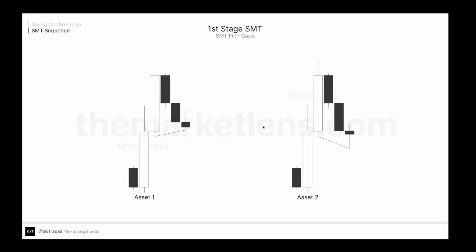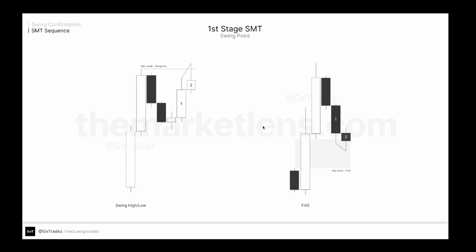We only use SMT with fair value gaps and highs and lows. That's the only key levels that we really care about, to be honest, right? Now your next first stage SMT is when you hit a key level, but there's no SMT with the key level itself, right? So you have to demand some sort of confirmation to that, some SMT confirmation.